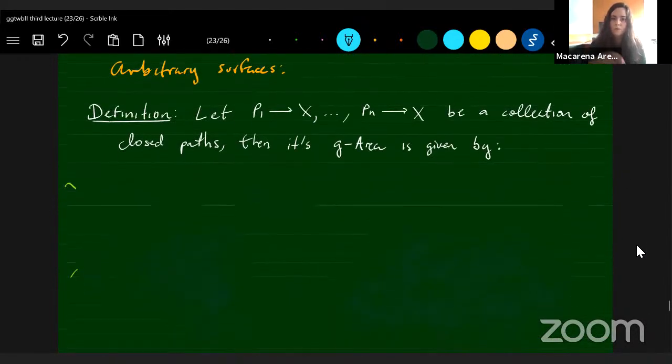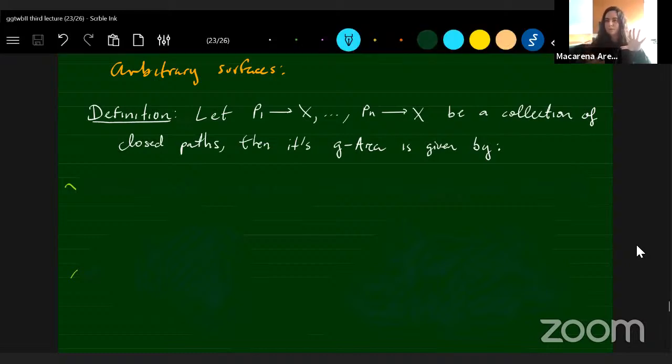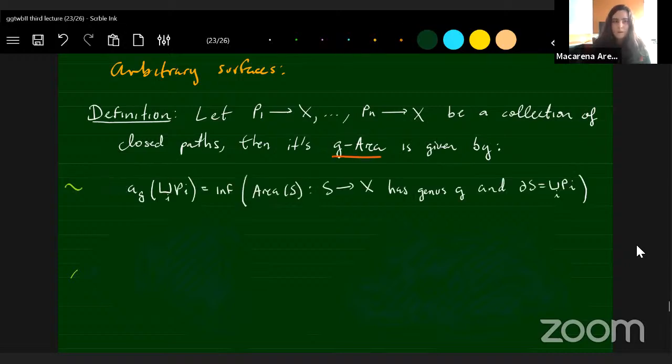Okay, so now I would like to switch gears again for one last time to go back to the fundamental group. So instead of looking at just a single curve, we're going to be looking at collections of curves, and we're going to be looking at surfaces bounded by this collection of curves. So a definition: if we have a collection of closed paths mapping to a complex X, then we're going to define the G area of the collection to be the infimum over all the areas of surfaces of genus G that map to the complex and that have that collection of paths as their boundary.